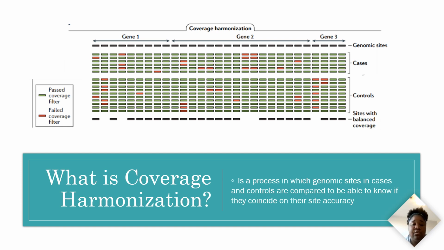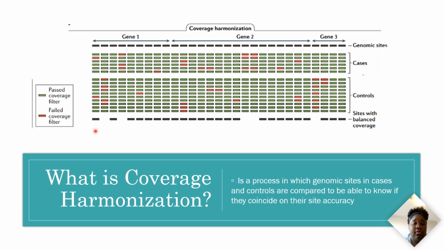If we look at the picture, each rectangle is a site. Each color represents if it failed or passed the coverage filter. If we look at the first column, one of the sites on the cases failed the filter and one of the sites on the controls failed the filter, but because they both passed a threshold between each other, the sites will be considered.